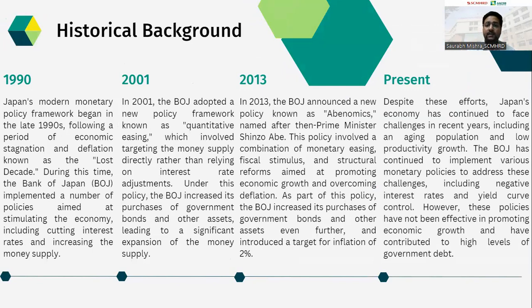Further, in 2013, the Bank of Japan announced a new policy known as Abenomics, which was named after the then Prime Minister Shinzo Abe. The policy involved a combination of monetary easing, fiscal stimulus, and structural reforms aimed at promoting economic growth and overcoming deflation.